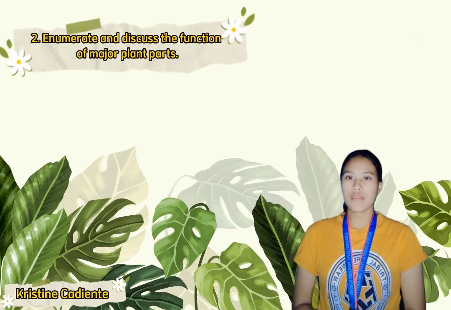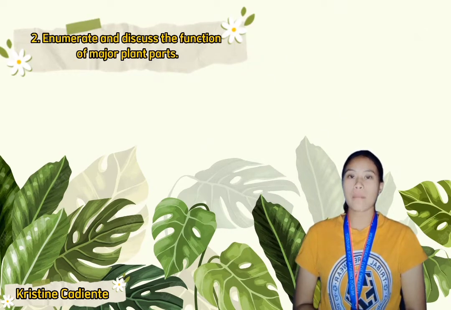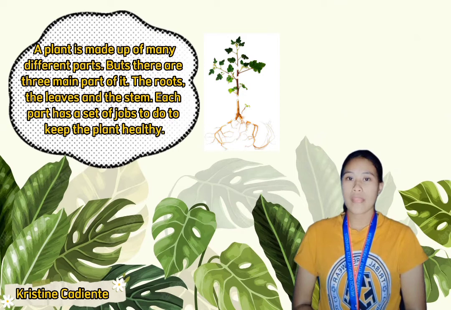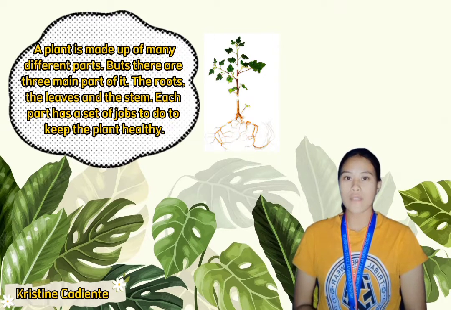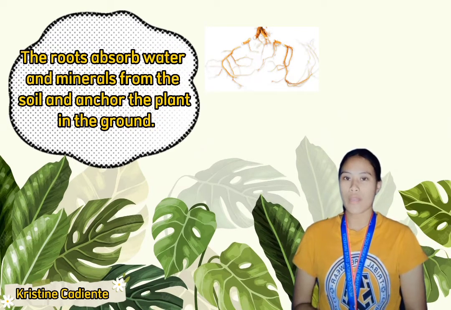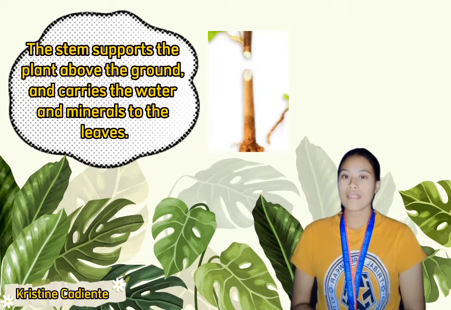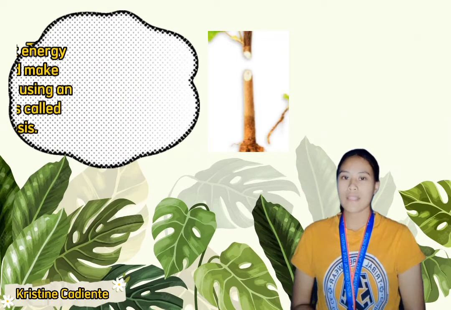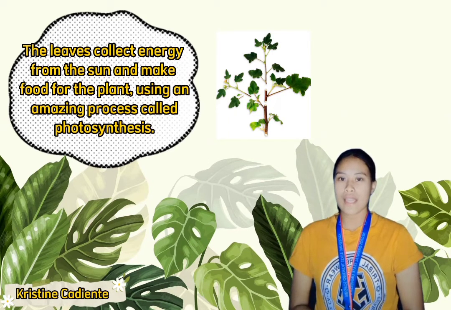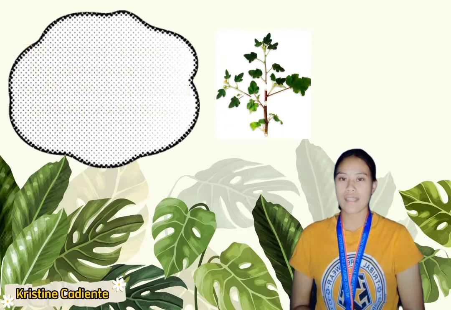Question number 2. Enumerate and discuss the function of major plant parts. The plant is made up of many different parts, but there are 3 main parts: the roots, the leaves, and the stem. Each part has a set of jobs to do to keep the plants healthy. The roots absorb water and minerals from the soil and anchor the plants in the ground. The stem supports the plants above the ground and carries the water and minerals to the leaves. The leaves collect energy from the sun and make food for the plant using an amazing process called photosynthesis.